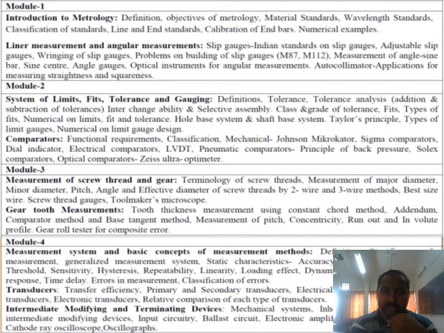Module 3 is about the measuring methods of screw thread and gear. The second part of this module 3 is totally related to gear tooth measurements. Module 4 is about the measurement systems and basic concepts of measurement methods, the generalized measurement system and different terminologies which are used in measuring techniques or measurement systems.